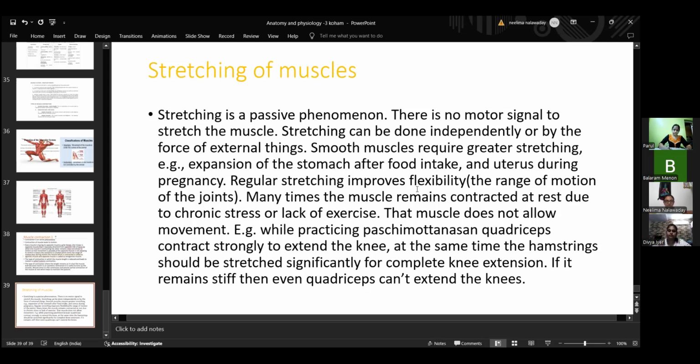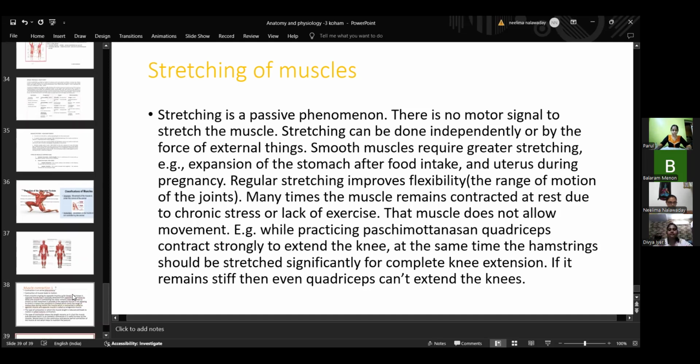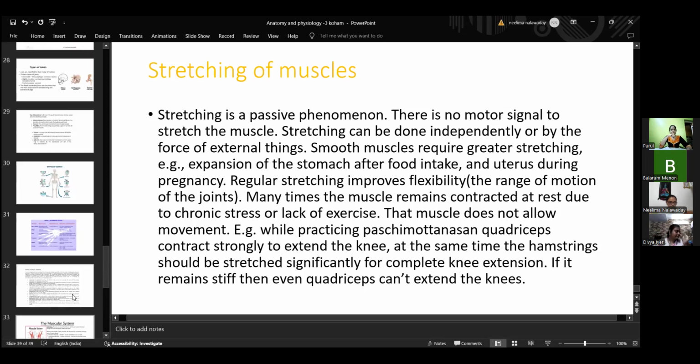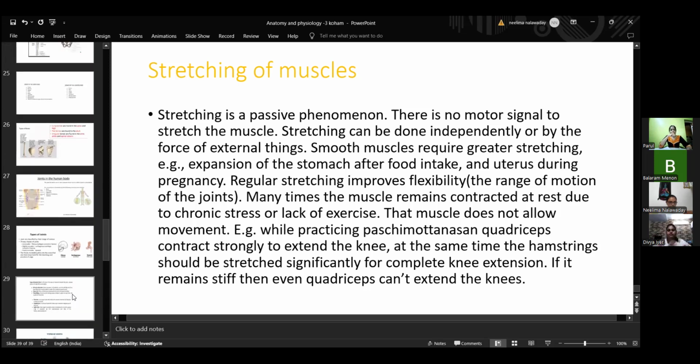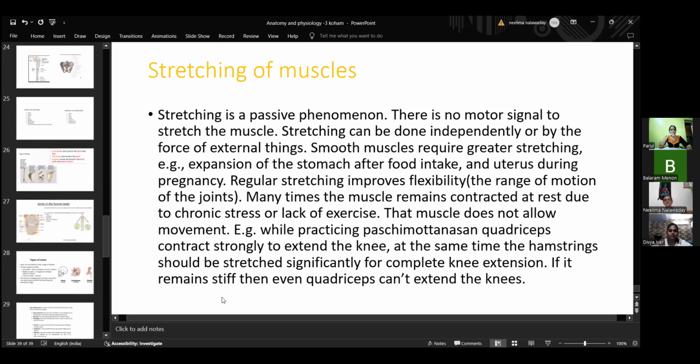So how to apply this knowledge? Like we saw muscle contraction, types of muscles, functions of muscles, but you should know how to apply this knowledge in yogic practices. So I gave one example to you. So this is all about our skeletal-muscular system. If there is any question or any topic I'm missing to explain, you can ask me.